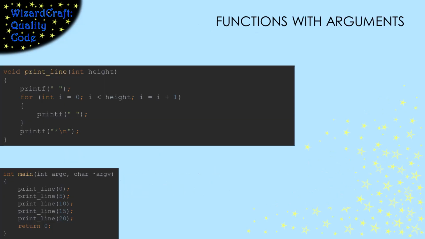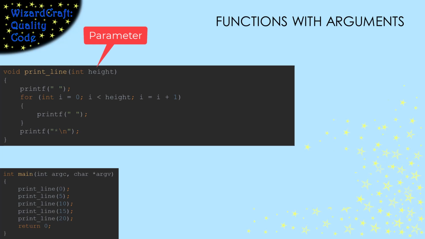Here's the code that strategy gives us. In the declaration of printLine, notice this int height in parentheses. That looks like, and is, the declaration of a variable. When we put it in the function declaration like this, it's saying everyone who calls printLine has to give a value that will be stored into height. That variable is called the parameter of the function.